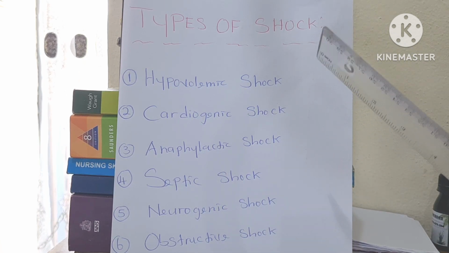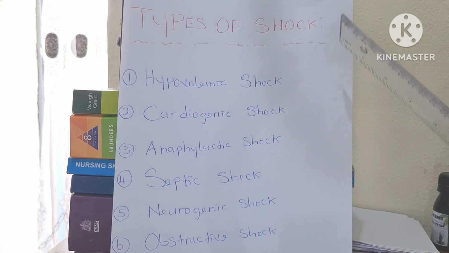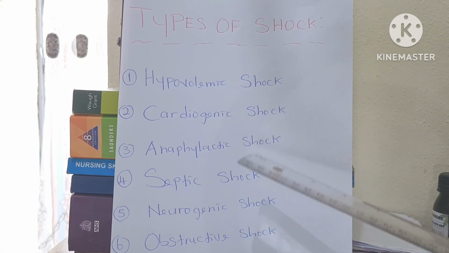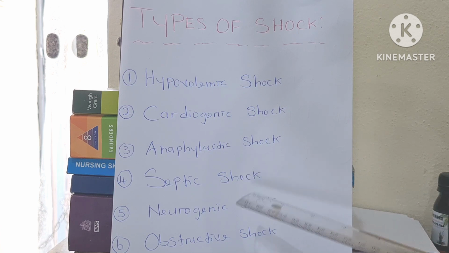So the different types of shock to take note of: we have hypovolemic shock, we have cardiogenic shock, we have anaphylactic shock, we have septic shock, we have neurogenic shock, and we have obstructive shock.